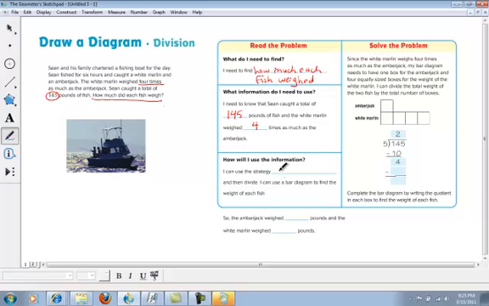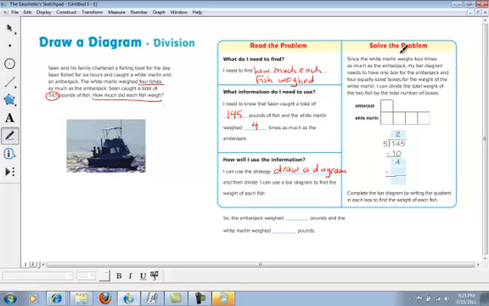Now, I can use the strategy draw a diagram, and then divide. I can use a bar diagram to find the weight of each fish. Let's look at how to do that.